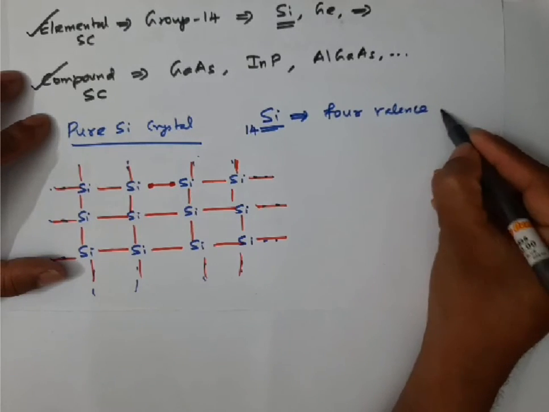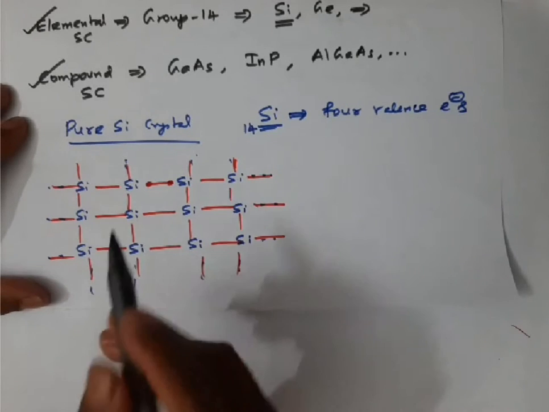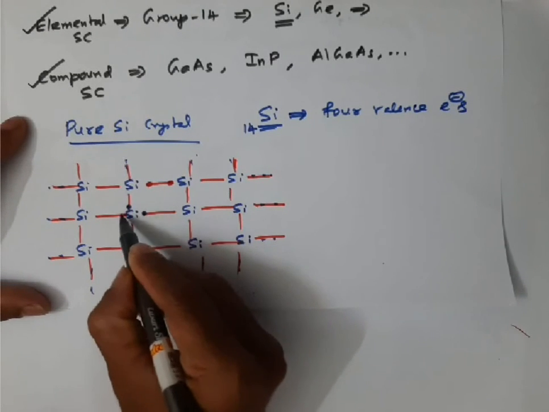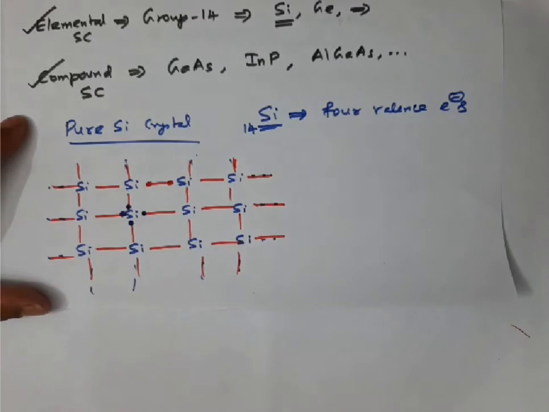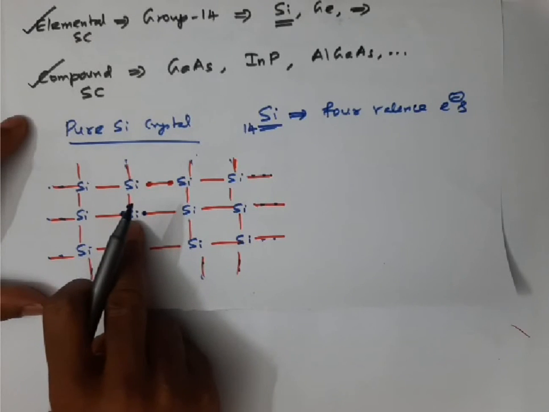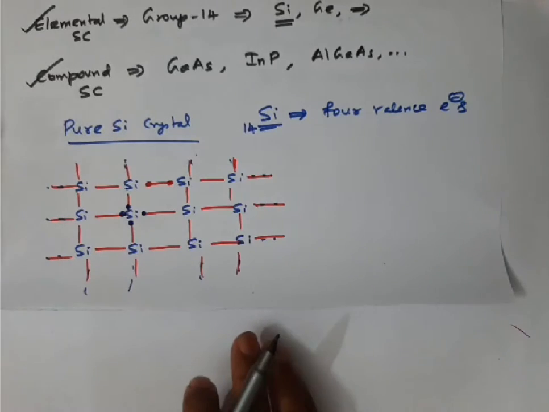Silicon has 4 valence electrons. Each silicon atom has 4 valence electrons. Suppose you take this silicon: it contributes 4 electrons in the formation of covalent bonds. Therefore, all 4 electrons of silicon are involved in covalent bond formation.